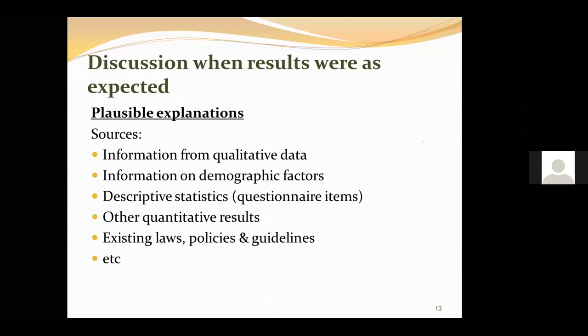It is common that your results will turn out exactly as you expected, as you predicted. You predicted there will be a significant and positive relationship between A and B, and the results even turned out like that. So what do you have to say? How do you discuss this? This means that interpretation will come easily because the why must have been well captured in your literature review.